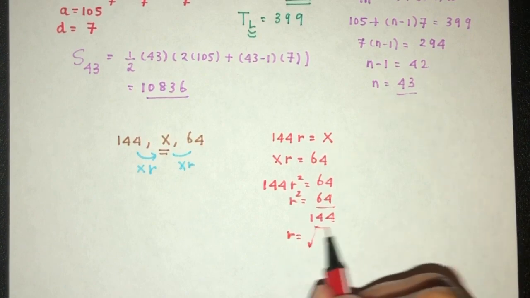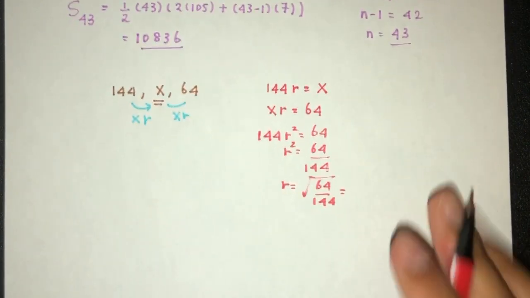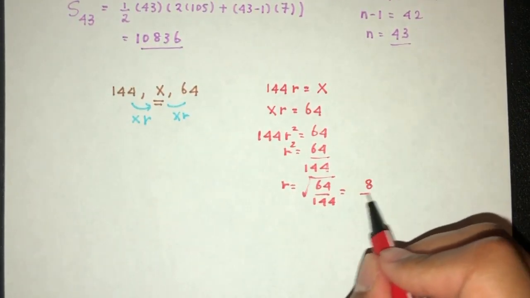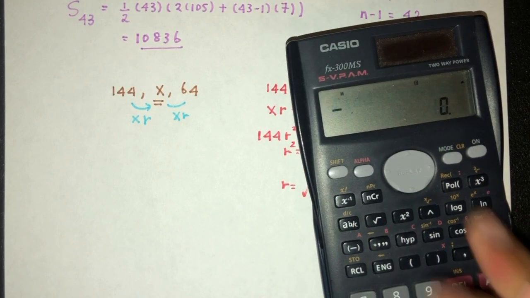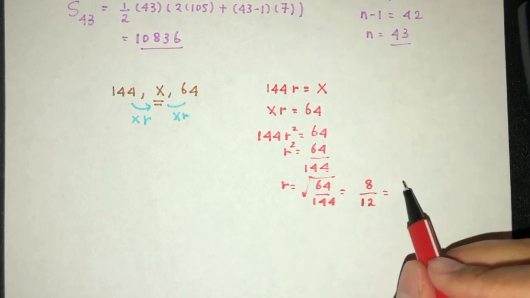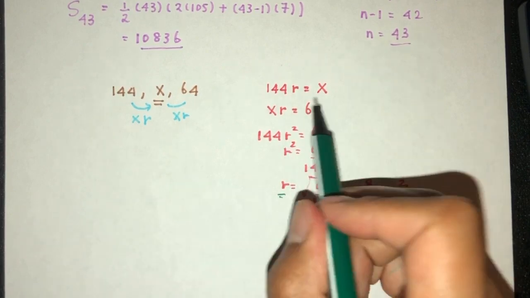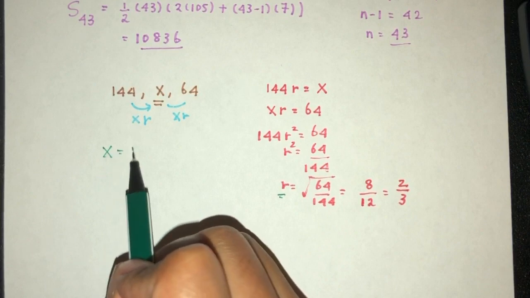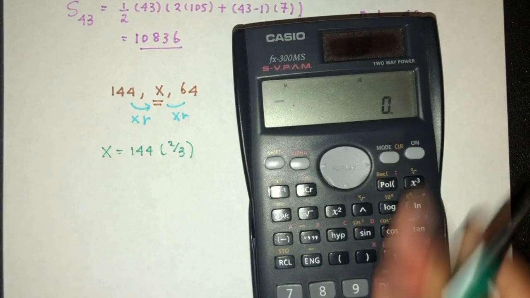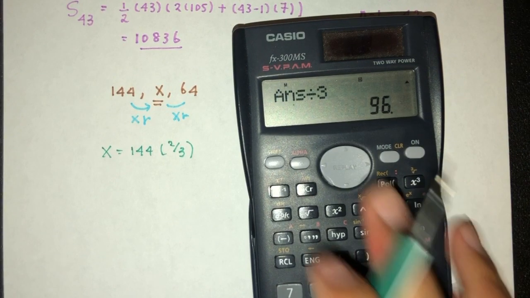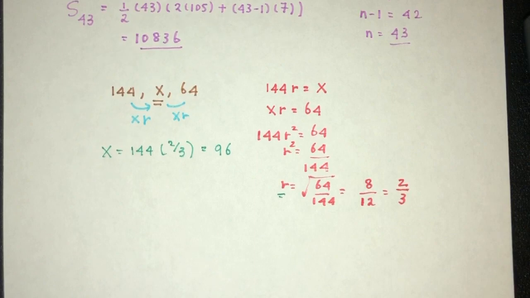r has to be the root of 64 over 144. The root of 64 is 8, and the root of 144 is 12. Divided by 4, you will have 2 over 3. This is my value for r. Now we have to find the value of x. x will be 144 times 2 over 3, which should be 96. 96 will be your value of x.